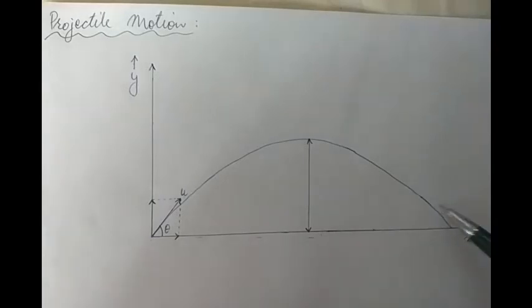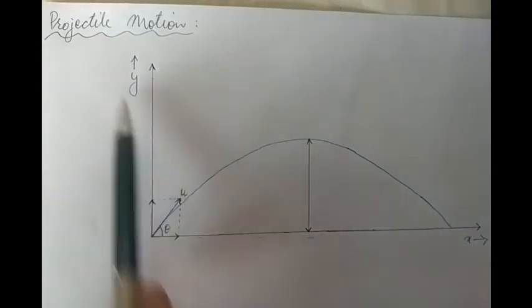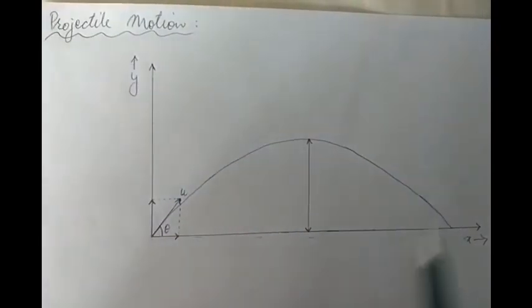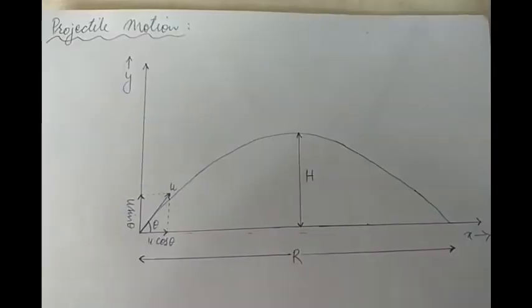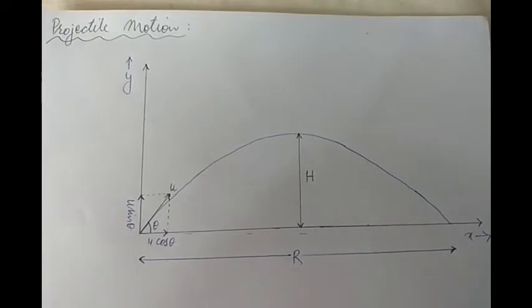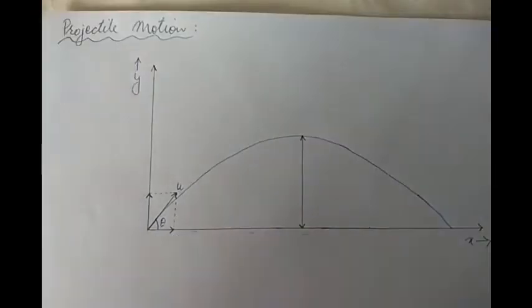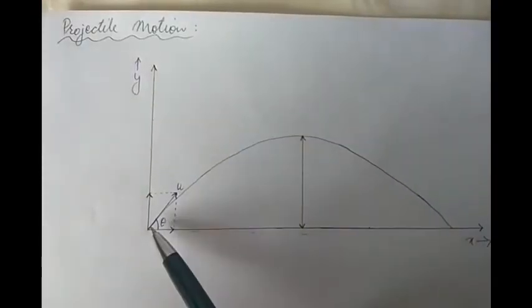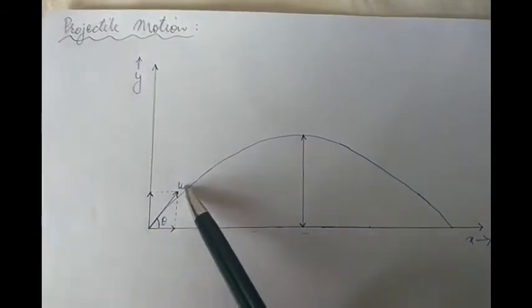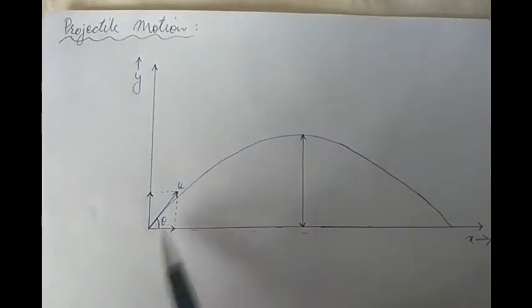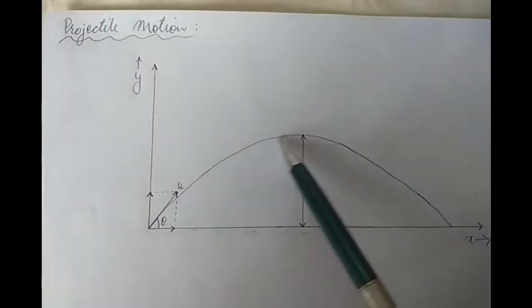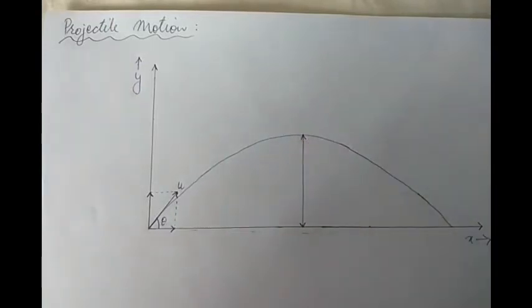And the path in which the stone travels while executing projectile motion is called the trajectory. And the body executing projectile motion is what is called a projectile. So here we have a body which is thrown with an initial velocity u at an angle theta with respect to the horizontal, and this body is executing projectile motion.